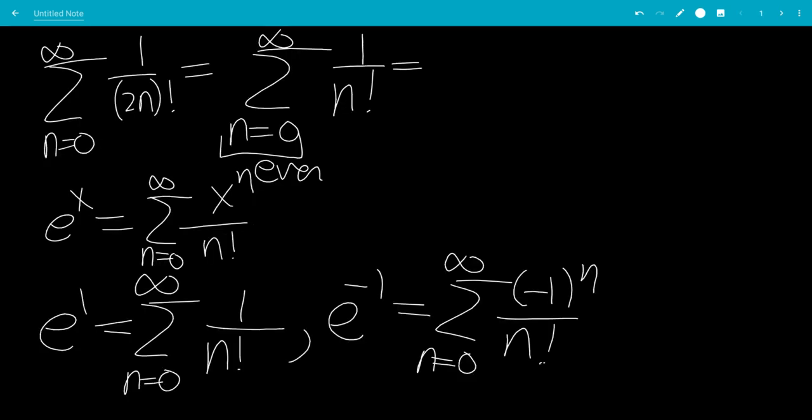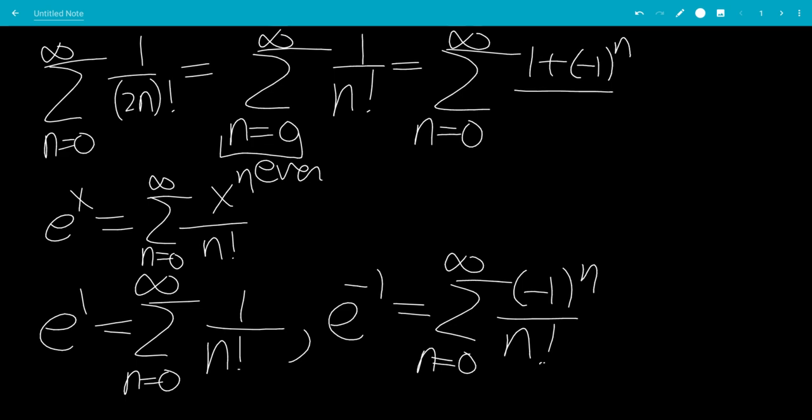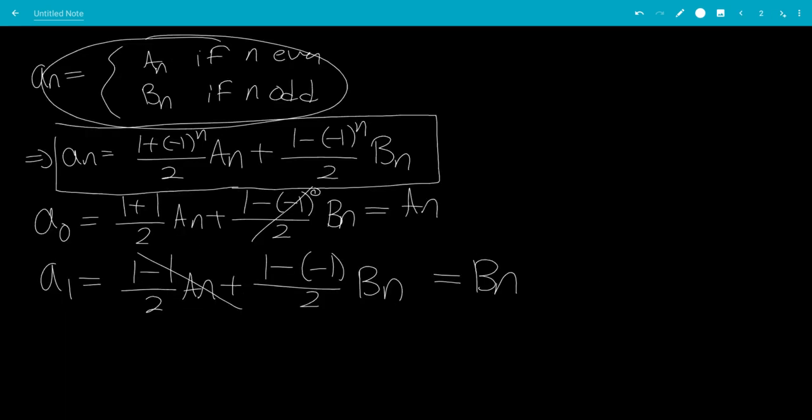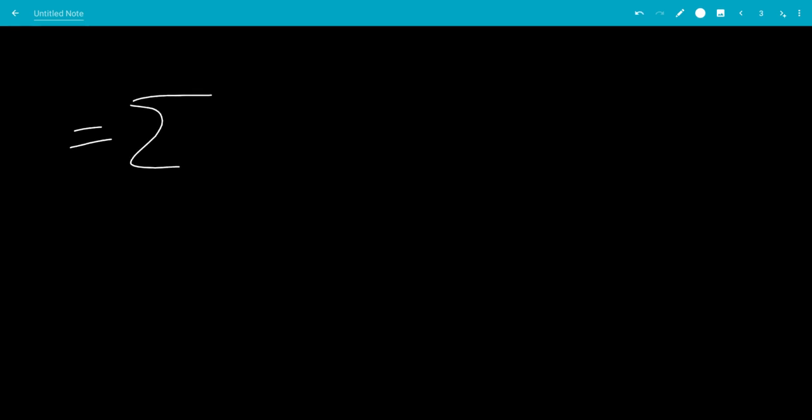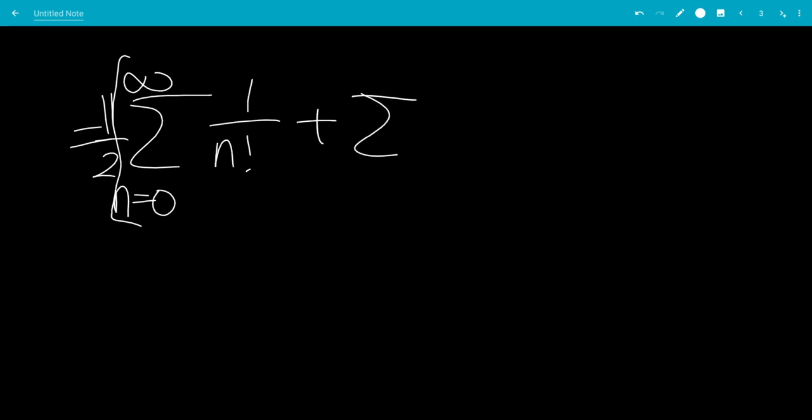So if we only want the even part, we can just change it to the sum as n goes from 0 to infinity of (1 plus negative 1 to the n) over 2 times 1 over n factorial. So this will be the sum as n goes from 0 to infinity. We're going to put the 1/2 in the front outside the sum. So this will be 1 over n factorial plus the sum as n goes from 0 to infinity of negative 1 to the n over n factorial.